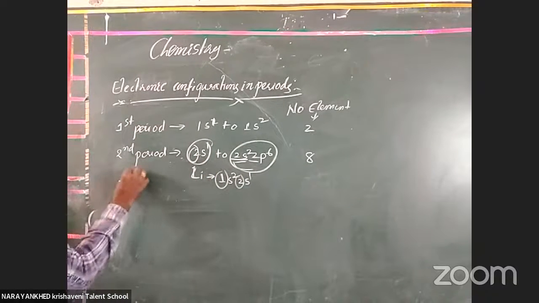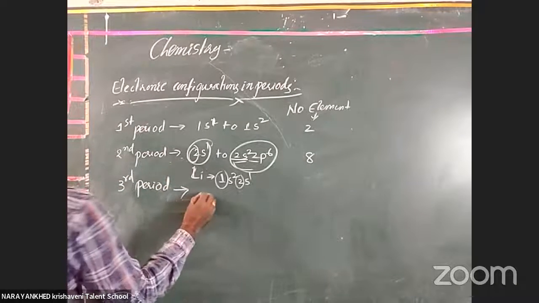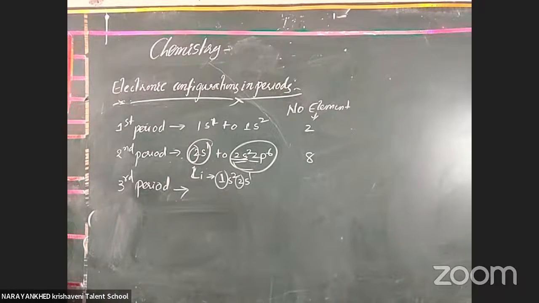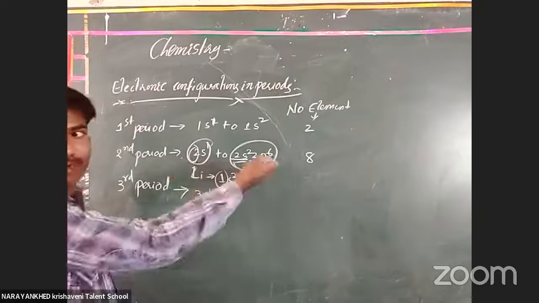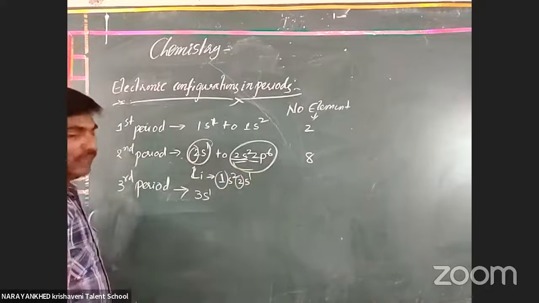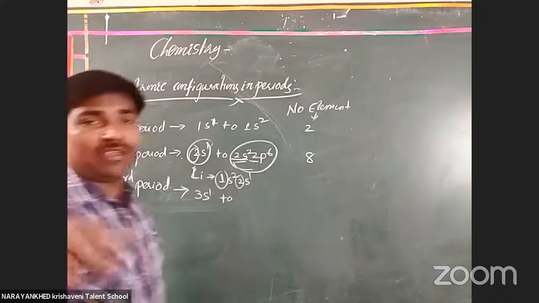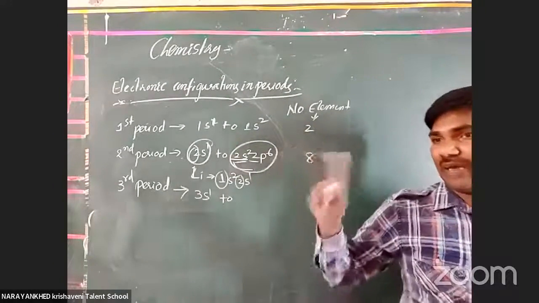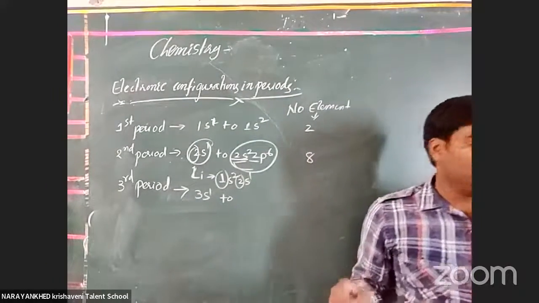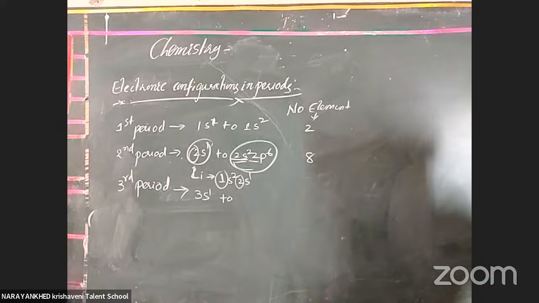Now, what is the third period? Here n is equal to 3, and it starts with 3s1. We already completed the first and second periods. It ends with 3p6. In the third orbit, how many orbitals are present? s and p as well as d also. It starts with sodium and ends with argon.